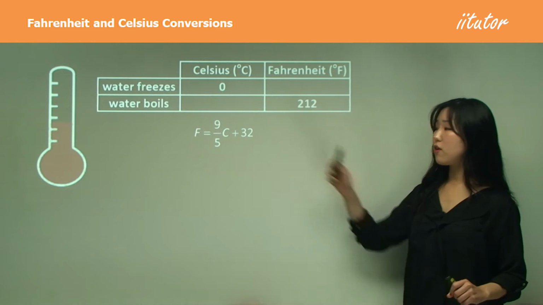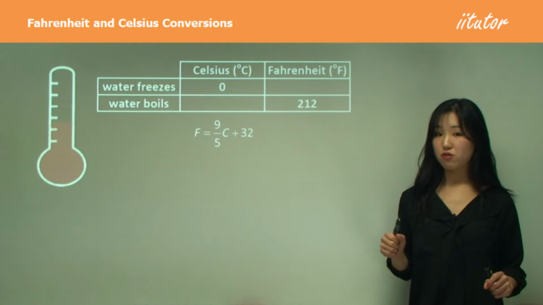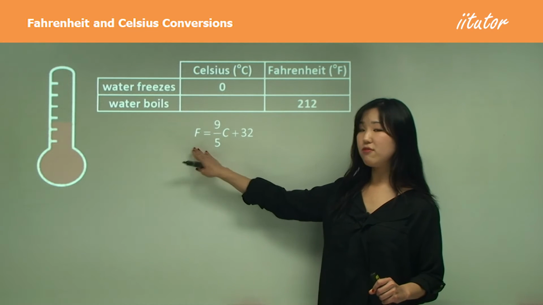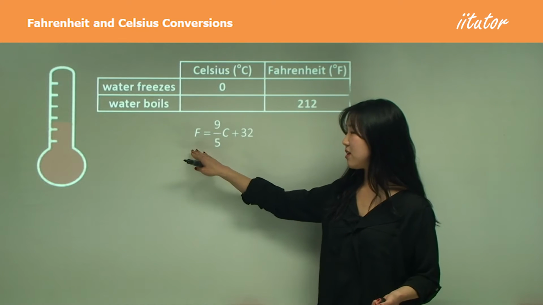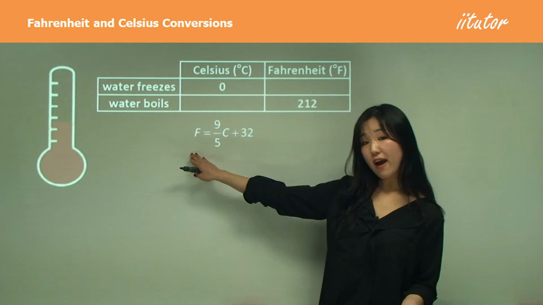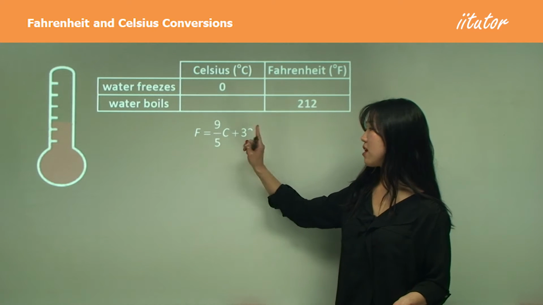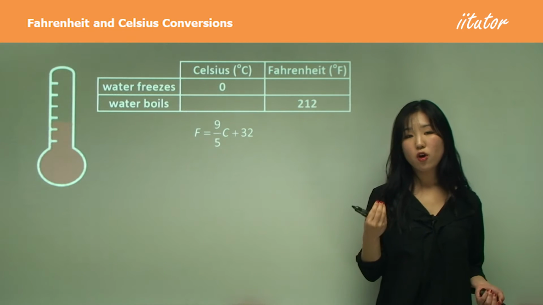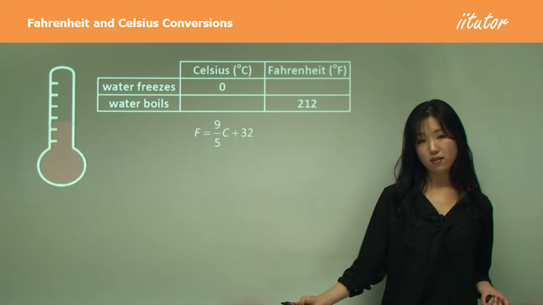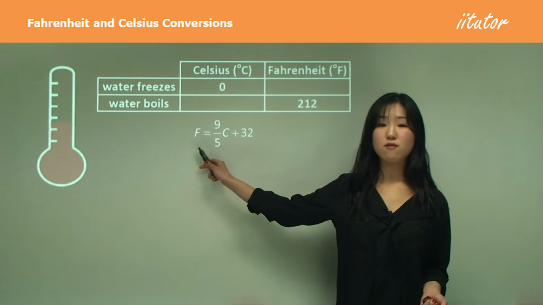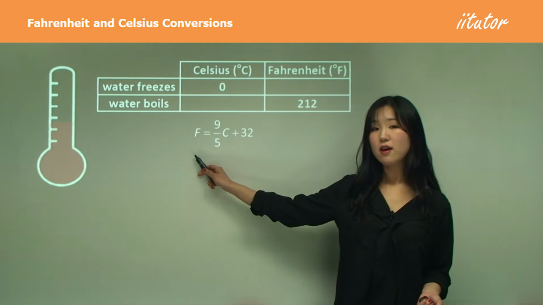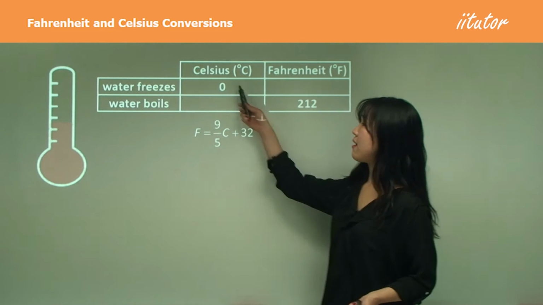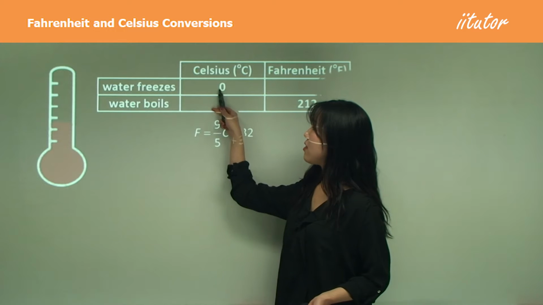Now, first of all, I've got a little rule for you that I want to introduce. F, which is Fahrenheit, equals 9 over 5 times C, which stands for Celsius, plus 32. So if you know your Celsius value, you can just put it into there and convert it to Fahrenheit.